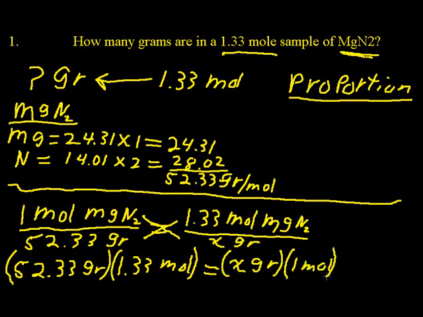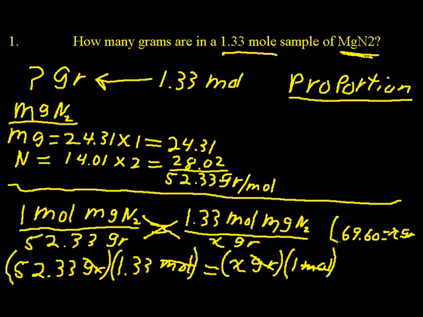Now I want to get rid of my units here. You will notice I can cancel grams with grams. I can cancel moles with moles. And when you do that, I'm out of space here, but you will find that 69.60 equals X grams.